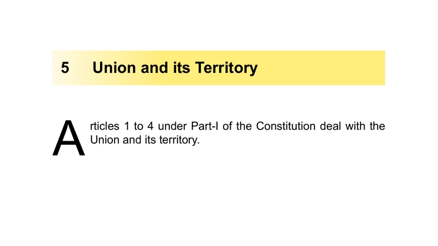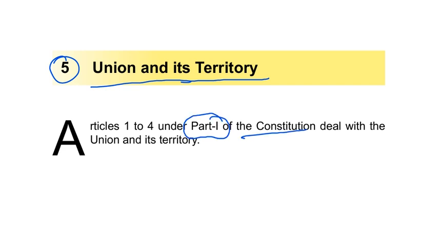This is the 5th chapter of the book, Union and its Territory. This chapter deals with Part 1 of the Indian Constitution. What is written in Part 1? In the salient features of the Indian Constitution, we have seen that Part 1 is related to the details of the Union and its territory that are present in India. This Part 1 comprises 4 articles, starting from Article 1 to 4 of the Indian Constitution.